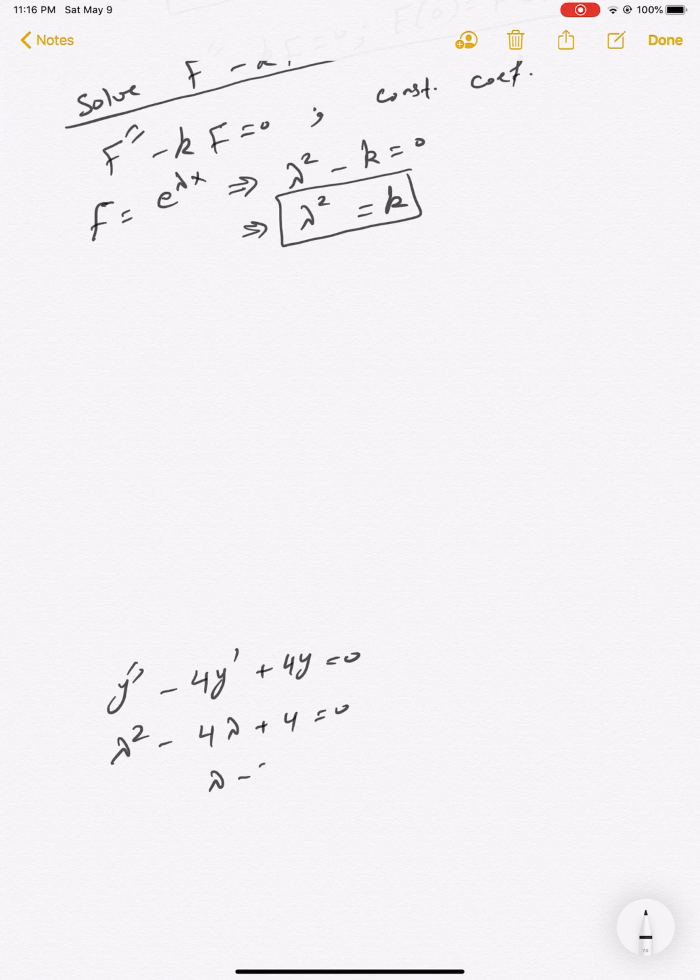And this will give you (lambda - 2)(lambda - 2) = 0. So that means you have the 2 repeated. In this case, you have two solutions. One of them is e to the 2x, but the second solution would be x e to the 2x.